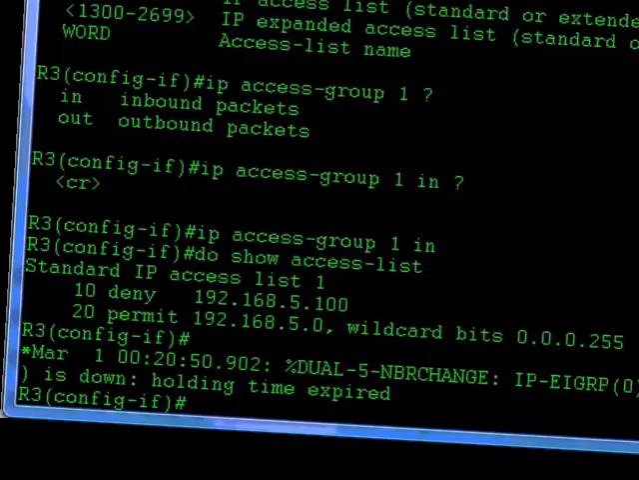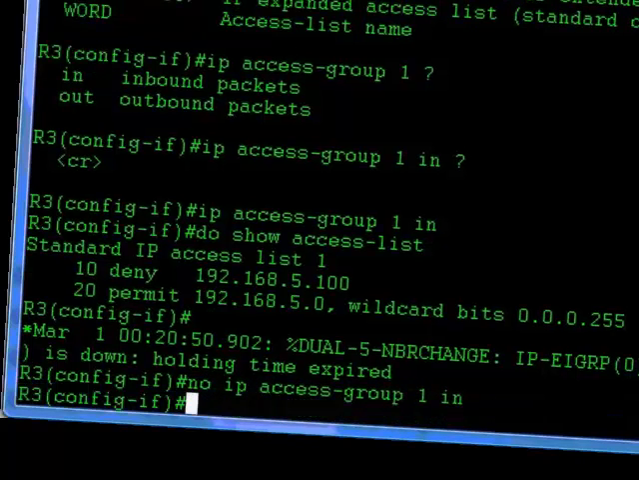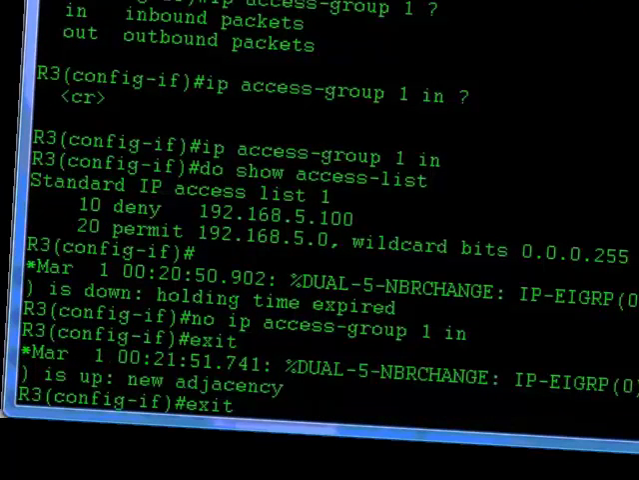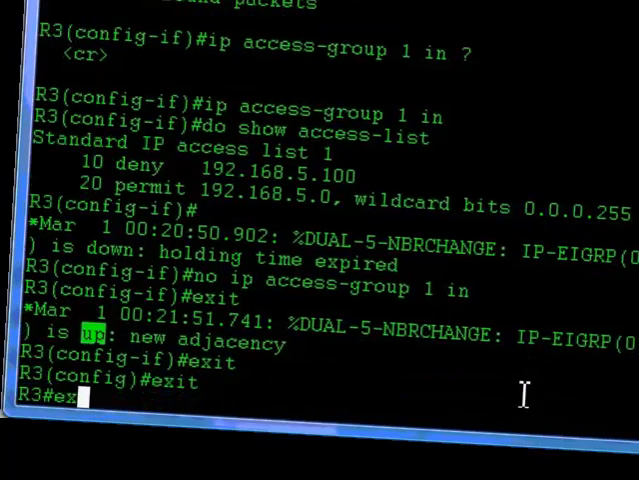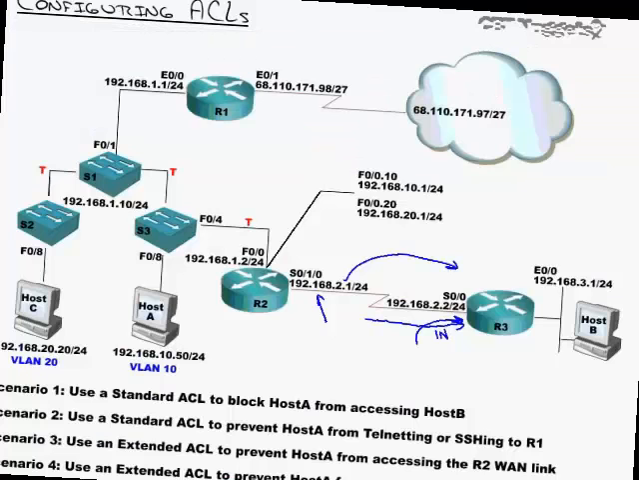So the router relationship is gone until you remove this access list with the no IP access group command. So once the access list is deleted, then the EIGRP relationship is reestablished, as you can see here. So be careful with access lists. So let's look at the first scenario.